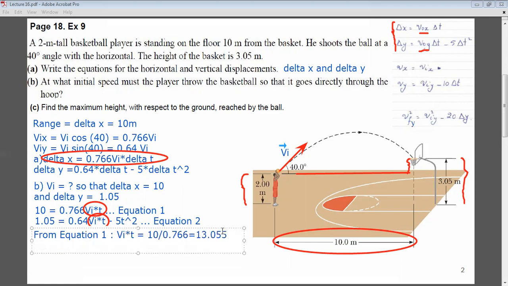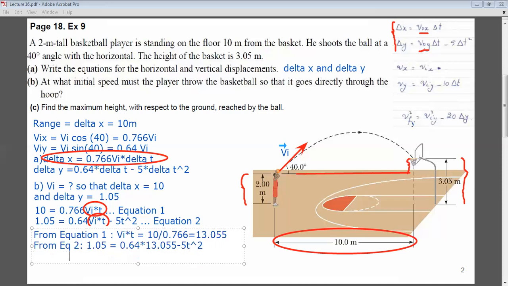Now, from equation 2, I have 1.05 equal to 0.64 v initial t, the same value of v initial t which I have just calculated. So v initial t is 13.055, minus 5 t squared.